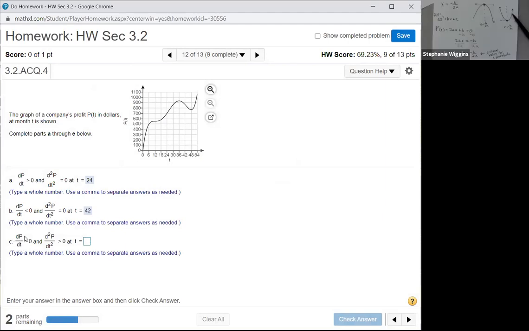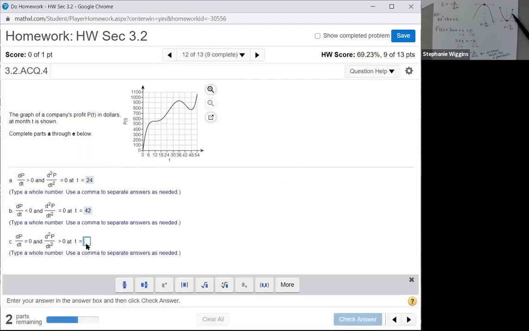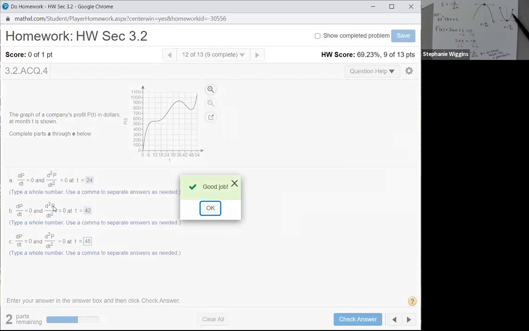Here we have the first derivative is 0 and the second derivative is positive. If the second derivative is positive, that means it's concave up, and the first derivative equaling 0 means it's a relative minimum. So right here, it's concave up, and that's a relative minimum at 48. These types of questions really test your understanding of first and second derivative.